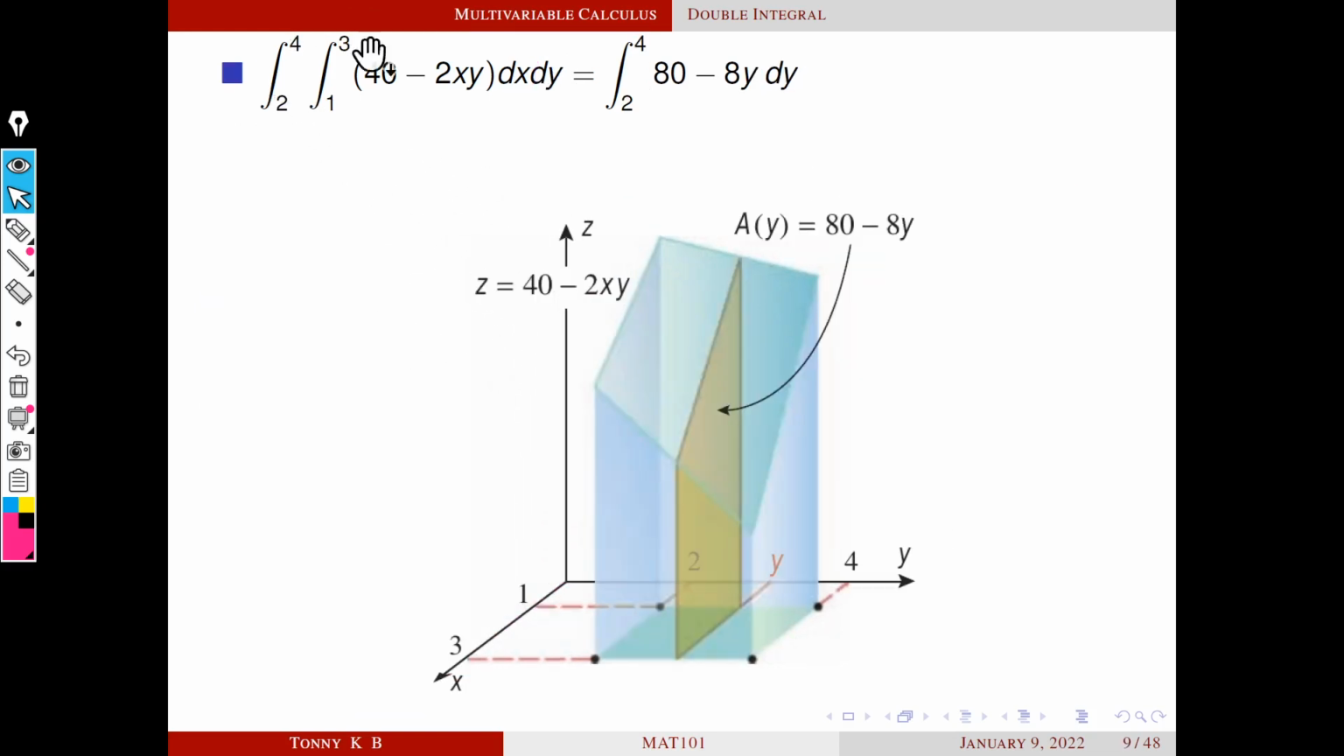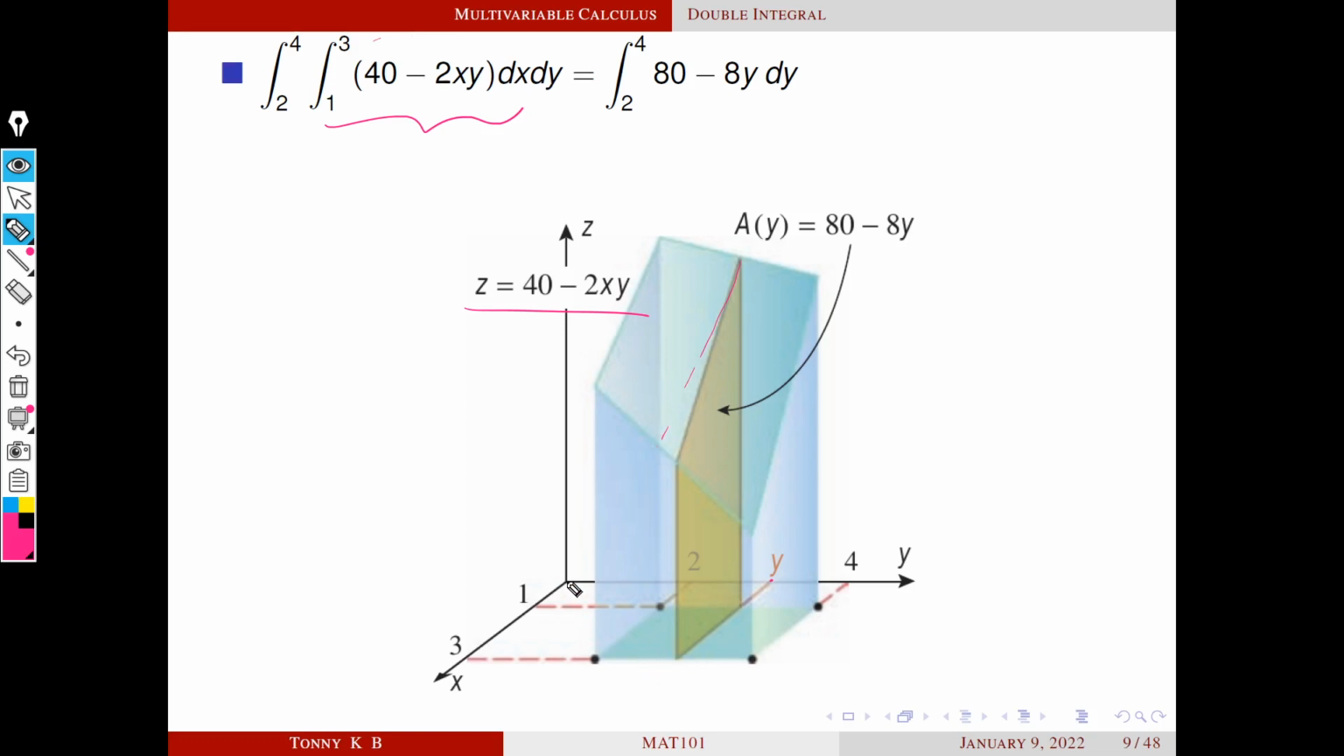Similarly, you can interpret our other integral. How? First we integrate with respect to x by fixing y. So we fix y somewhere here. When we fix y, our surface z is equal to 40 minus 2x, so we get a curve on the surface. That's all, because we fix y equal to, suppose, 3. Then it is a curve like this at 3. Then we integrate that curve with respect to x.